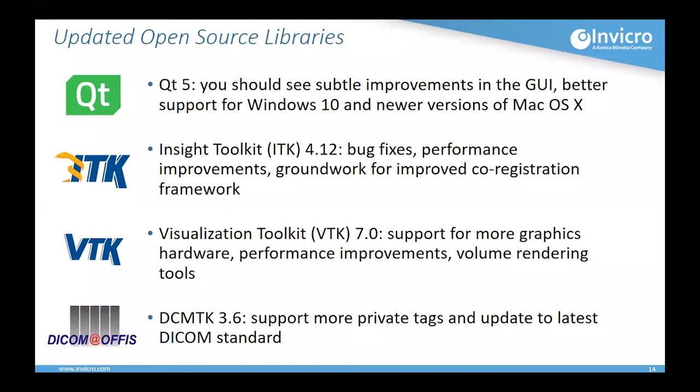I want to give some credit to different open source libraries that we have used in the past and continue using and have now upgraded to. Some of the enhancements I mentioned earlier are directly from the upgrades. Many are not, but many are. We use Qt for our graphical user interface. It should show nicer compatibility with Windows 10 and some of the newer Mac OS versions. Similarly, our registration framework and segmentation framework from ITK has been improved, and there are lots of performance improvements from migrating to VTK 7. Lastly, we support a number of more private tags in our DICOM library, thanks to the folks at Office DCMTK.